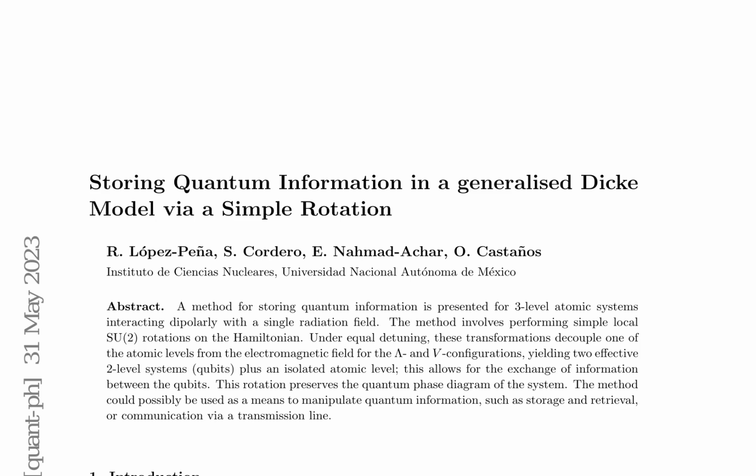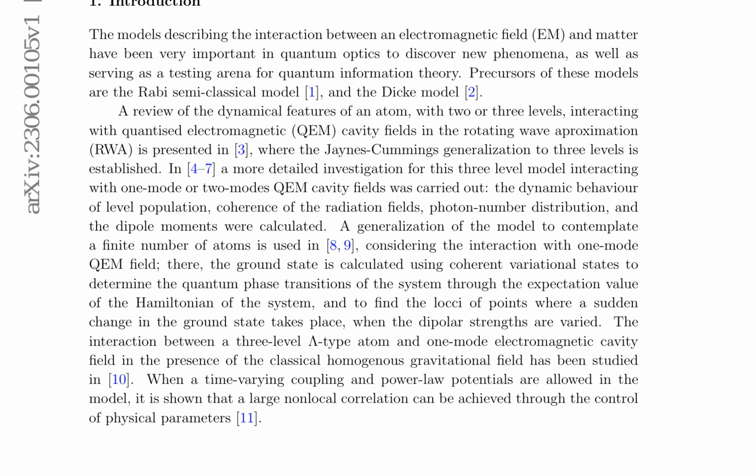Two SU(2) local rotations decouple the matter-dipolar interaction between two atomic levels, leading to an effective Hamiltonian consisting of a two-level Dicke model plus an isolated atomic level, and a remnant term corresponding to a one-body matter interaction. In the Lambda and V configurations, the one-body matter interaction disappears when two atomic energy levels are degenerate, resulting in a constant of motion that vanishes for the ground state.